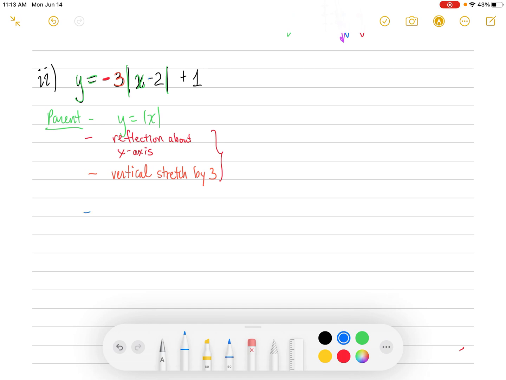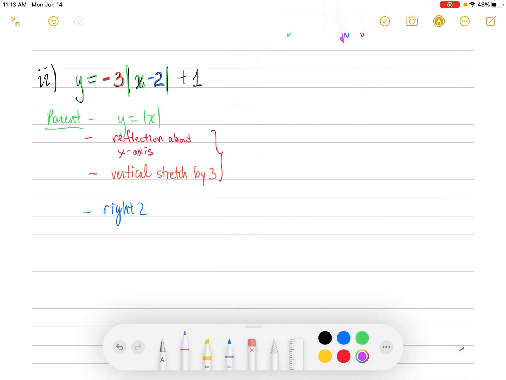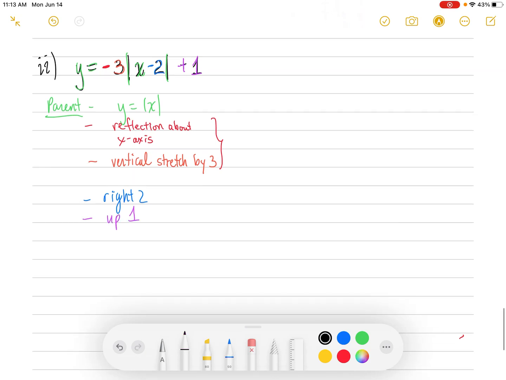Okay, so after that, what do we have? Going left to right, we have this minus 2 inside of the house. Remember, when it's inside of the house, it's horizontal. It's going to be the opposite of the sign, so it's going to be right 2. We're going to move right 2. And then finally, outside of the house, we have a plus 1. So adding 1 outside of the house is going to be vertical motion. It's the same direction as the sign when it's outside of the house, so it's going to be up 1.